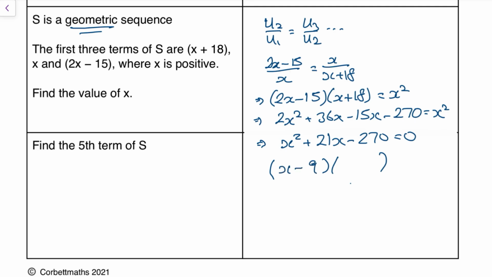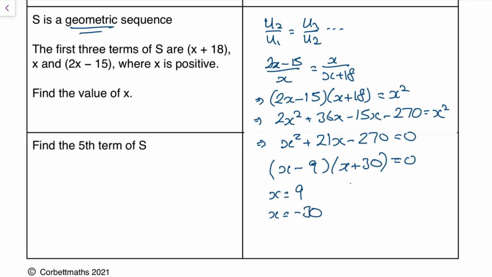So x minus 9 times x plus 30, I think that works, doesn't it? Because 30 minus 9 is 21, minus 9 times 30 is minus 270. That's good, that works. A bit of luck there, I have to say. I was about to do the quadratic formula. Anyway, that tells me that x is equal to 9 or x is equal to minus 30.